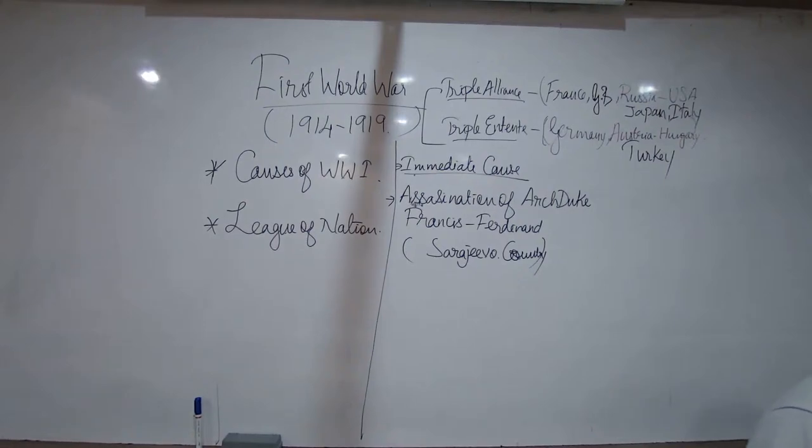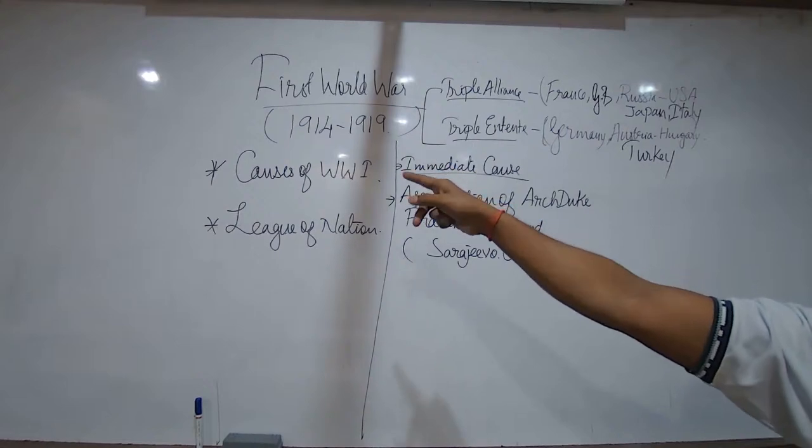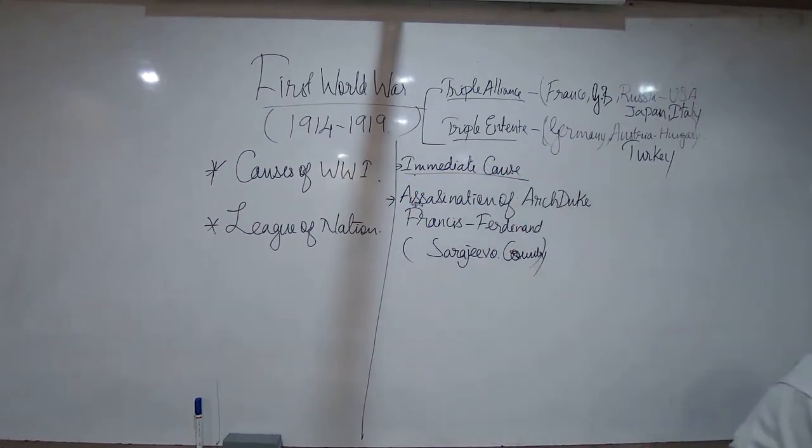At least now you got a great idea, if not a good idea. Okay, so let us write the causes. Put the heading Causes of World War I. Write 1914 to 1919. This we have already written. You write causes, only causes here.